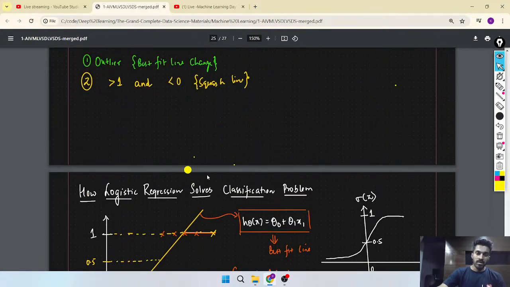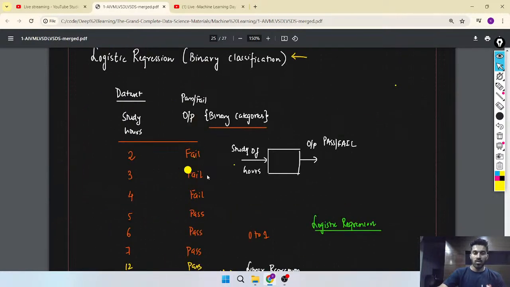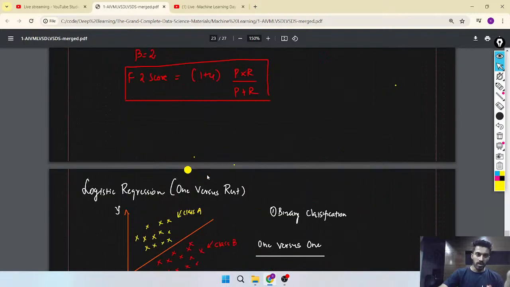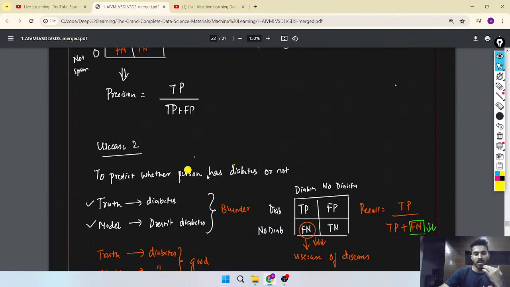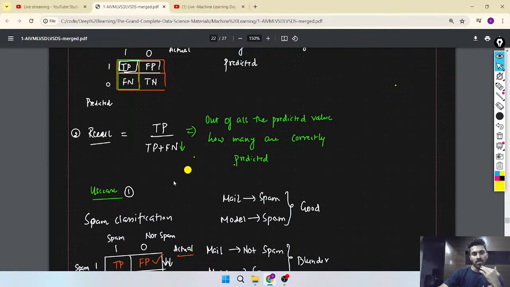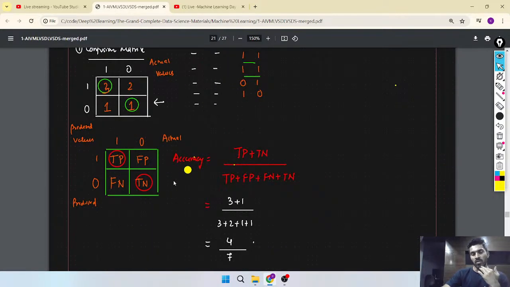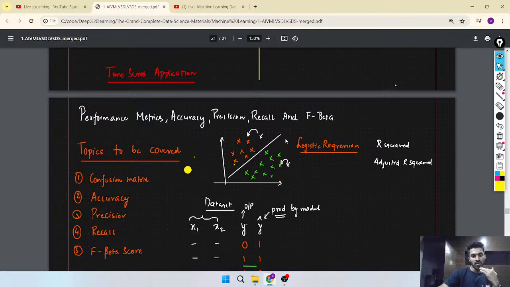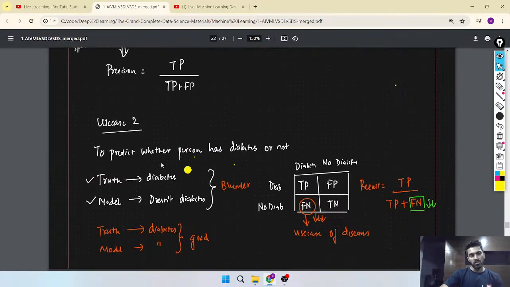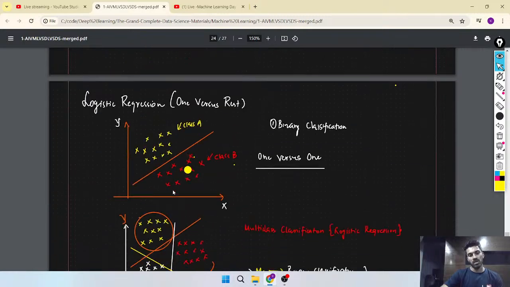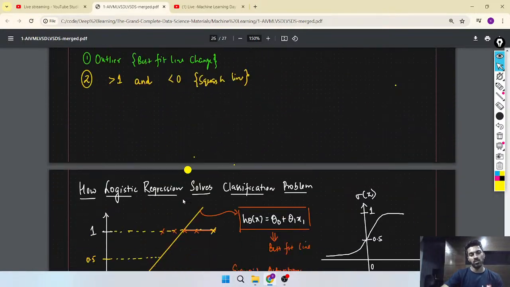So that is logistic regression. I have also told you about the confusion matrix, accuracy, precision, recall, and F-beta score. I have already told you about these. They are used to find the accuracy of the logistic regression model we have used.